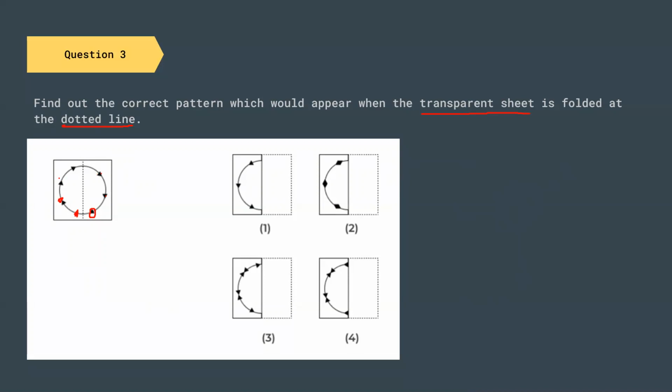This marking will be translated here like this, and this will remain alone only. So this will be translated here if we draw a straight line. This will be translated here if we draw a straight line, and this will be translated here if we draw a straight line. Fine. And there is nothing to be translated here, so this symbol will remain alone only.